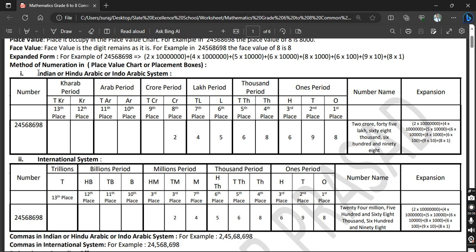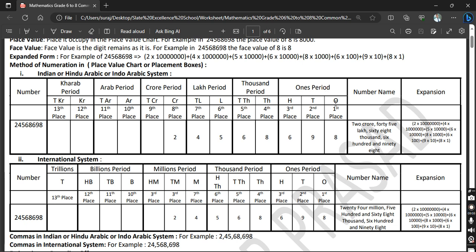Basically, in some books the author writes it as the Indian system, some writers write Hindu-Arabic, and some even say Indo-Arabic system also. All of them are the same. Basically, this table we have created, we call a place value chart. Some authors call it placement boxes also. Since we are writing in terms of place value, the name came as placement boxes. So we can even say place value chart also.